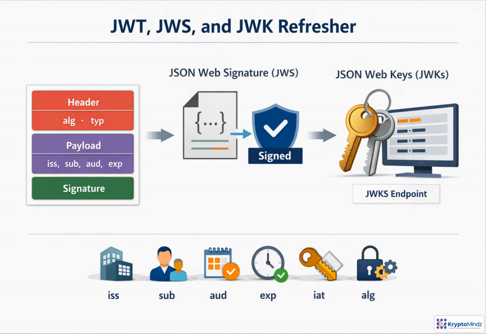A JWT is essentially a compact claims package. The header describes how it is protected, including the algorithm and key identifier. The payload carries claims such as issuer, subject, audience, issue time, and expiration. JWS is the signing layer that protects those bytes from tampering. To verify the signature, the verifier finds the right public key, often through a JWKS endpoint. This matters because many verifiable credential formats reuse these same JWT patterns.